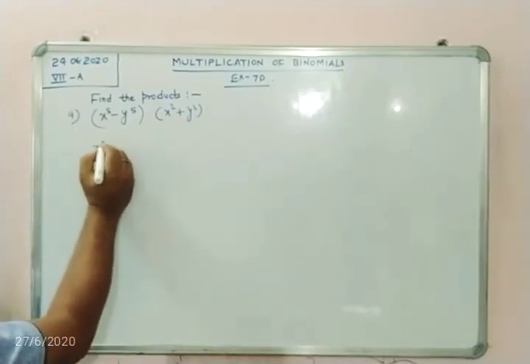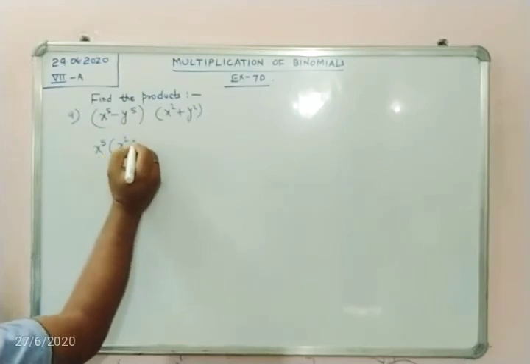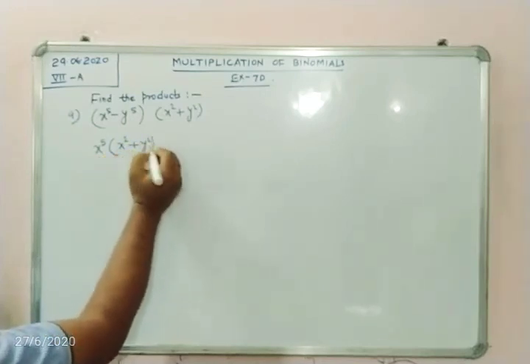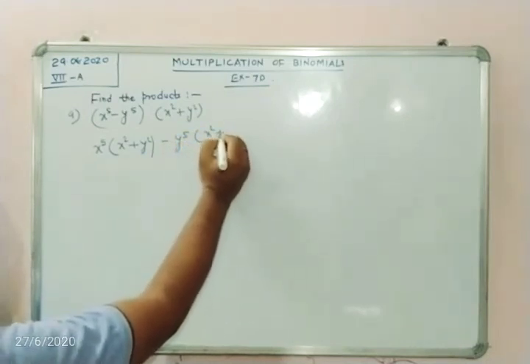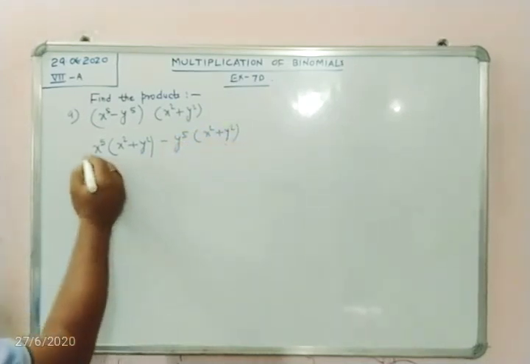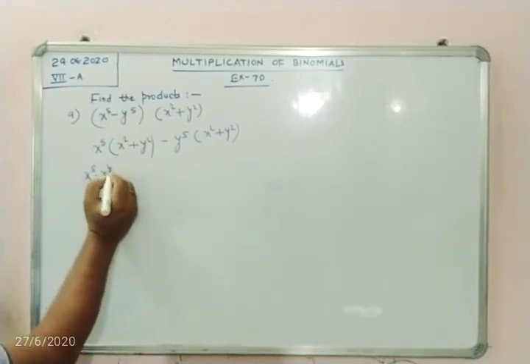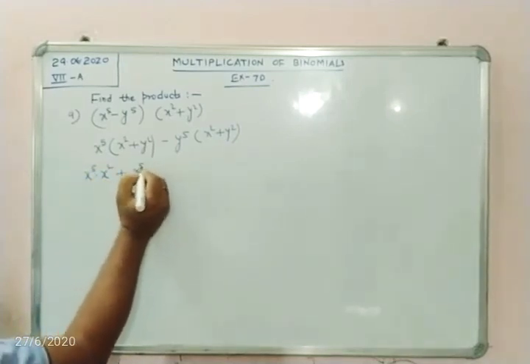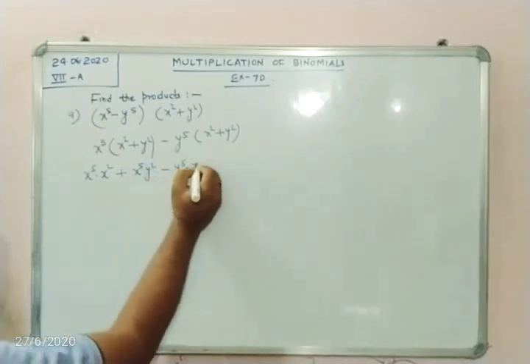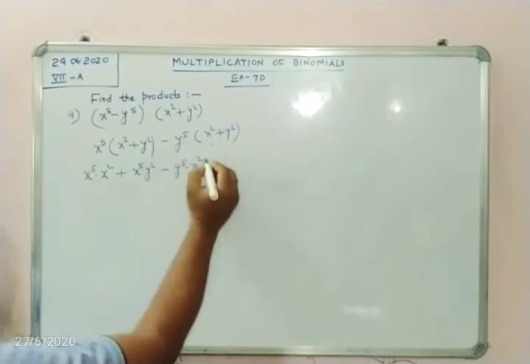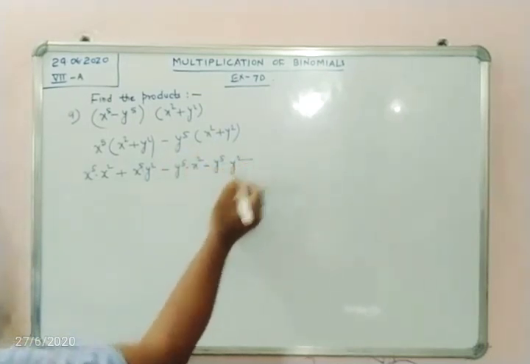So how can we multiply? x to the power 5 will be multiplied with x square plus y square. Then minus y to the power 5 will be multiplied with x square plus y square. So here x to the power 5 into x to the power 2 plus x to the power 5 into y to the power 2 minus y to the power 5 into x to the power 2 minus plus minus y to the power 5 into y to the power 2.